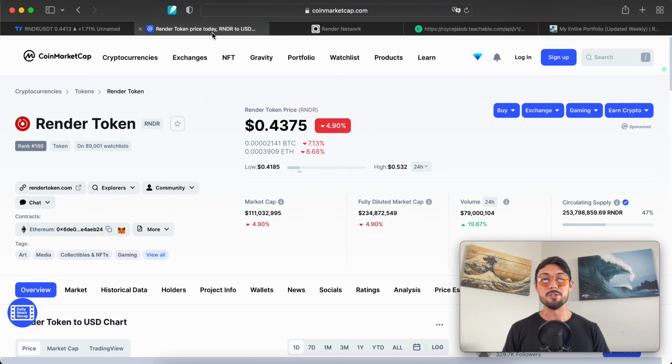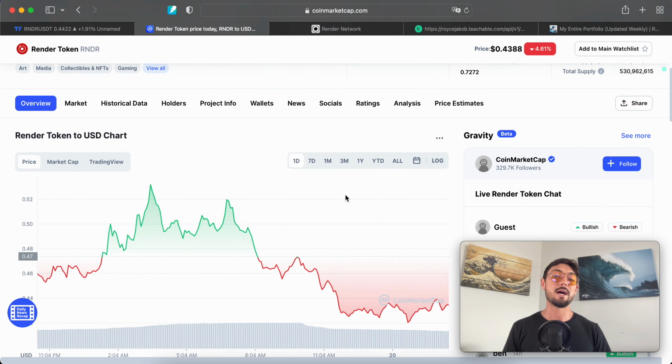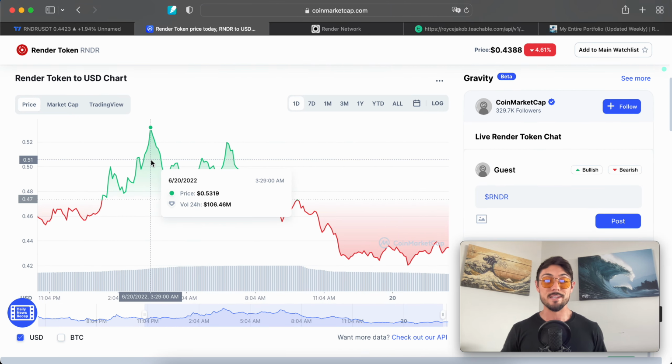Next to TradingView, we do have CoinMarketCap open. The reason for this is to show you guys, of course, how Render has performed over the past day, because it has been, at the time of recording, which is June 20th, a pretty insane past 24 hours. Saw some very, very impressive volume, which of course led to some very exciting price action for RNDR.